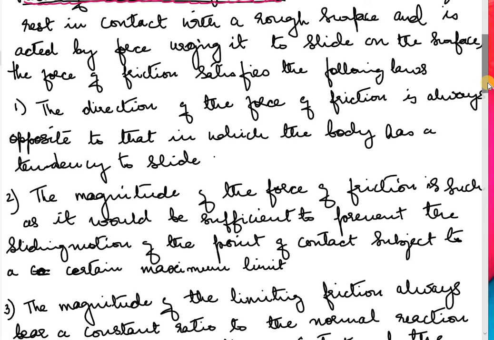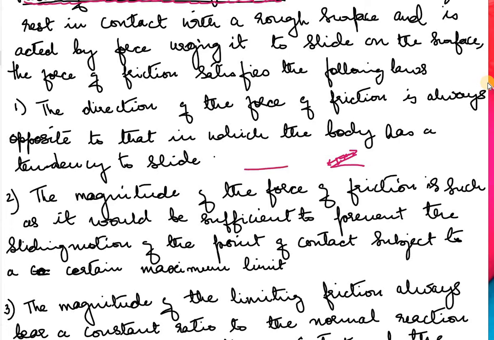So what is meant by this first law? The direction of the force. Suppose this is a rough surface and this is a body in contact with the rough surface. If there is a force applied on this body such that the body has a tendency to move in this direction, then the force of friction, which always opposes this, will always be opposite to the direction in which the body has a tendency to move.